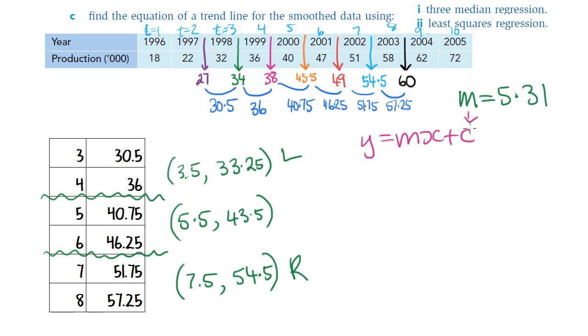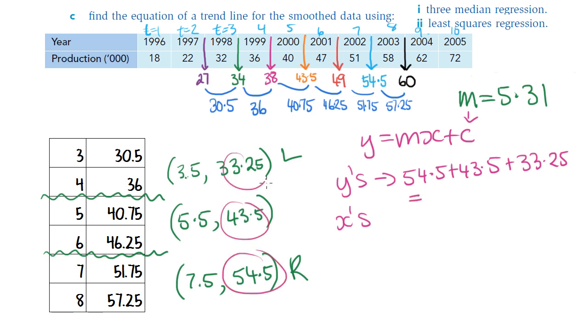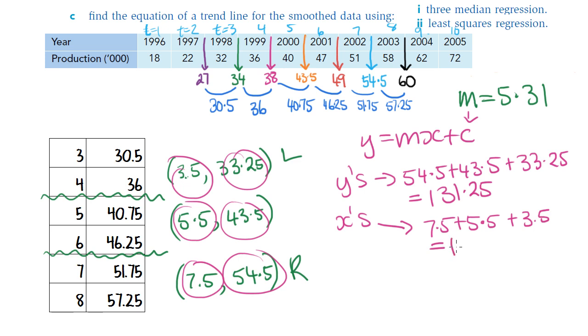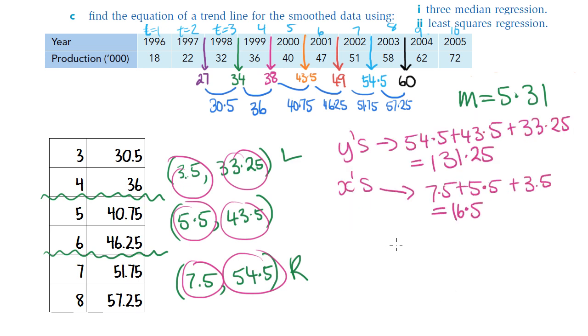The next part I need to work out is the c. When we're doing that from a table, we need to use the formula. To use the formula for c, I need to know what all my y's added together are and what all my x's added together are. So what are the y's? They're 54.5 and 43.5 and 33.25. That's these three here I'm adding together, which is 131.25. Now what about all my x's added together? That's 7.5, 5.5 and 3.5, which is 16.5. I've just moved that up to give myself some space.